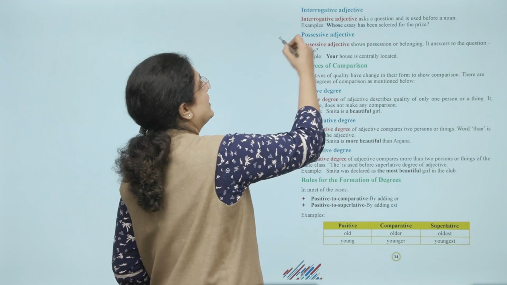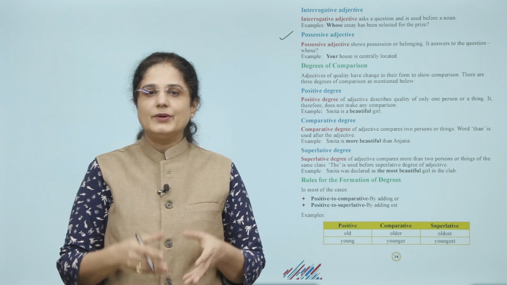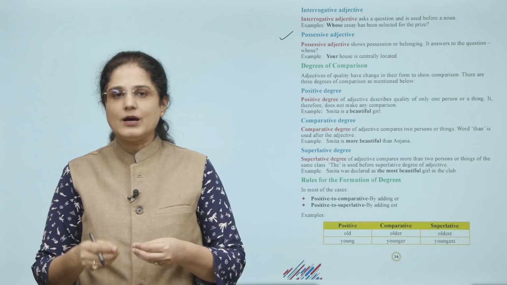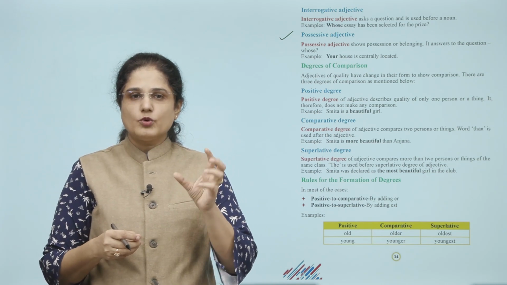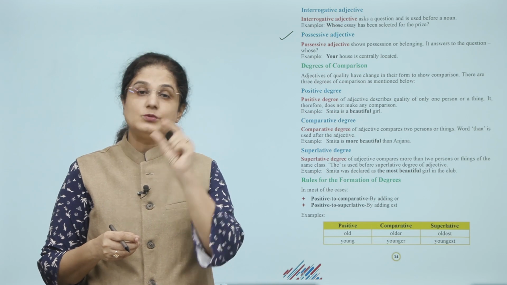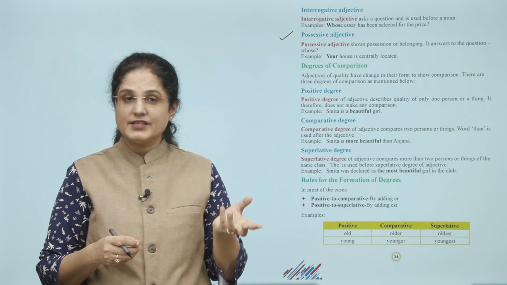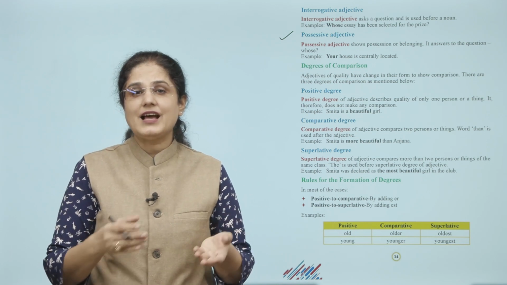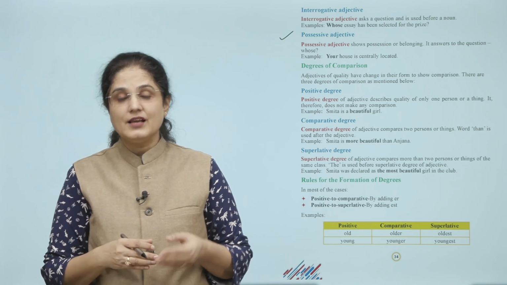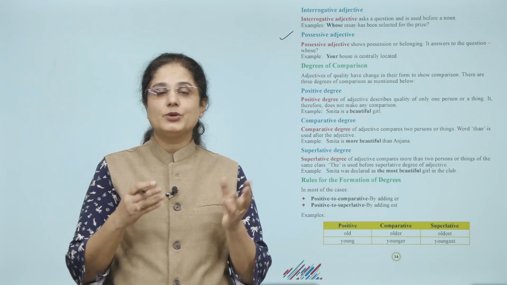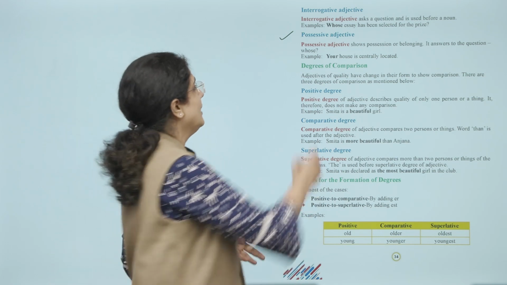Then interrogative adjective asks a question and is used before a noun. जो एडजेक्टिव कोई क्वेश्चन पूछता है और नाउन से पहले यूज किया जाता है वो इंटरोगेटिव एडजेक्टिव है. For example, whose essay has been selected for the prize. यहाँ पे whose इंटरोगेटिव एडजेक्टिव है.